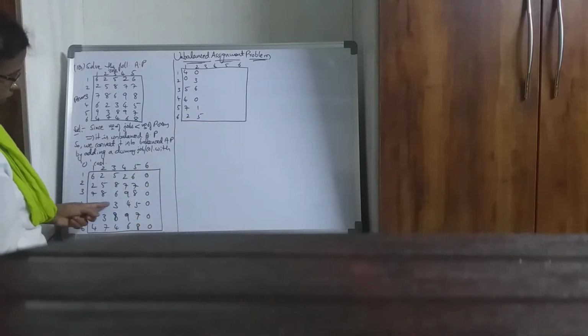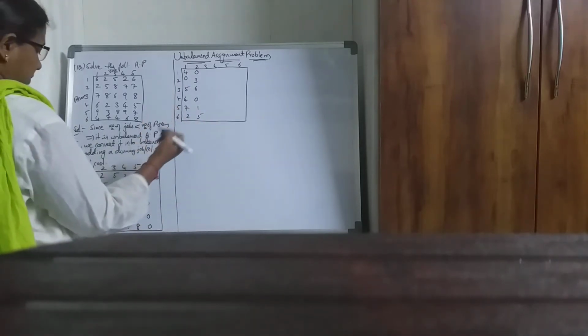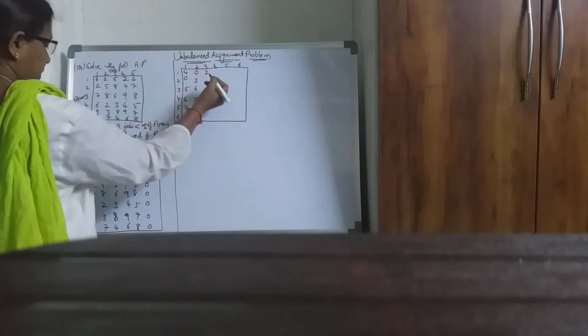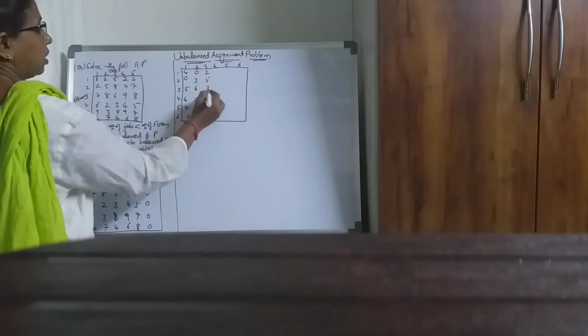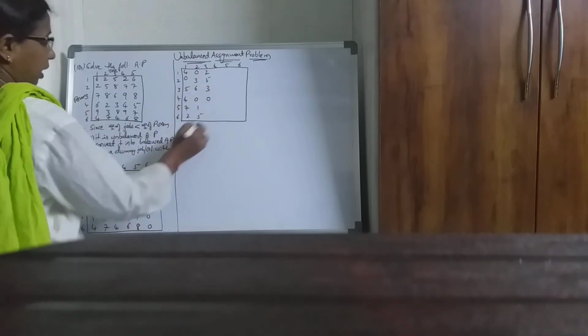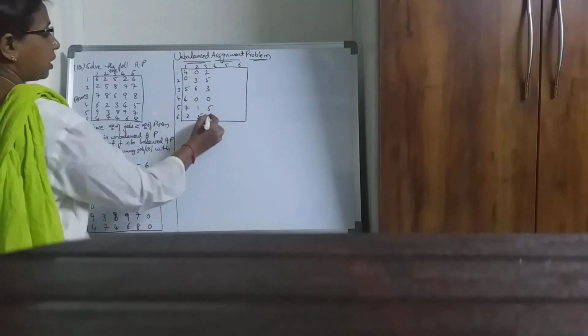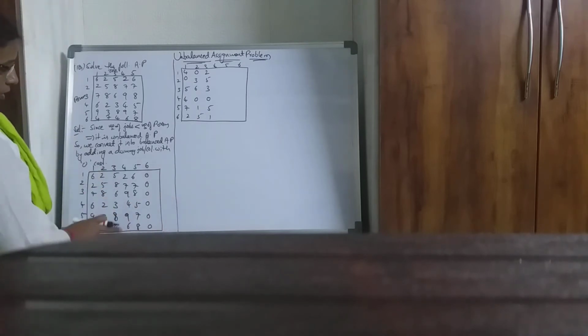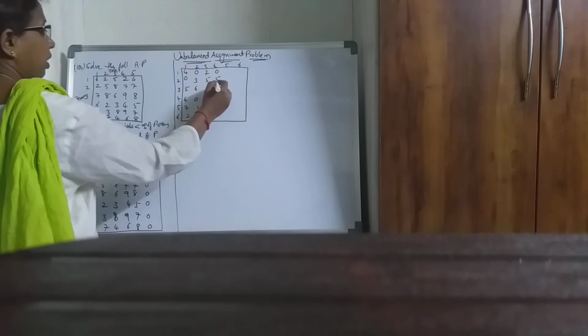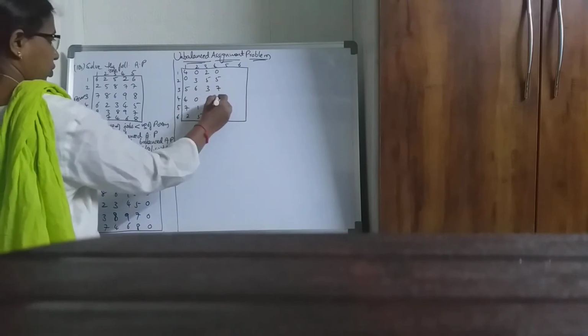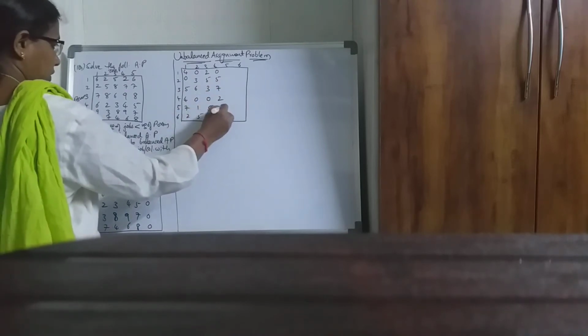In the third column the minimum is 3. Subtract it from all elements of that column. 5 minus 3, 2. 8 minus 3, 5. 6 minus 3, 3. 3 minus 3, 0. 8 minus 3, 5. 4 minus 3, 1. Fourth column, 2 is the minimum. So 2 minus 2, 0. 7 minus 2, 5. 9 minus 2, 7. 4 minus 2, 2. 9 minus 2, 7.